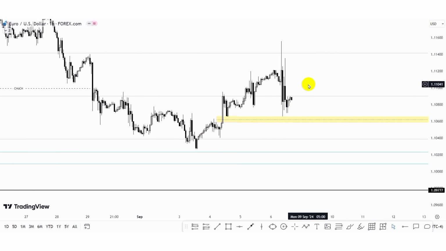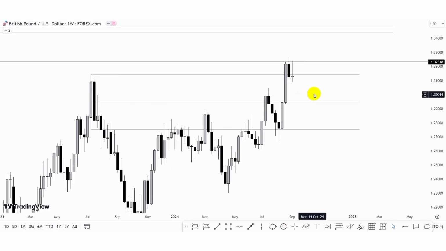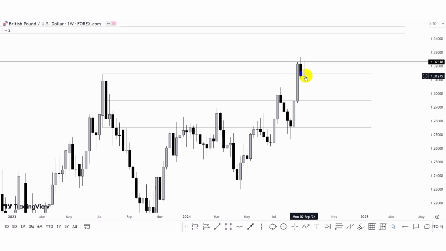So guys, let's check out the GBPUSD pair. So guys, this is GBPUSD. If you can remember vividly, last week I told us we should expect to see further push of price to the downside.